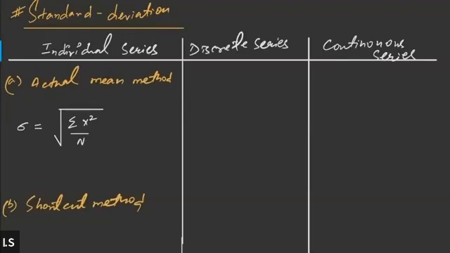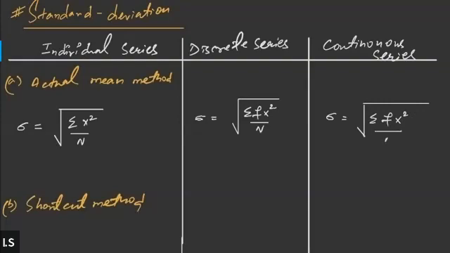All right. And similarly, when you calculate standard deviation in case of discrete series, there will be a little change in the formula. The formula will be under root sigma f x square upon n. And similarly, in case of continuous series, the formula will remain the same: sigma f x square upon n.